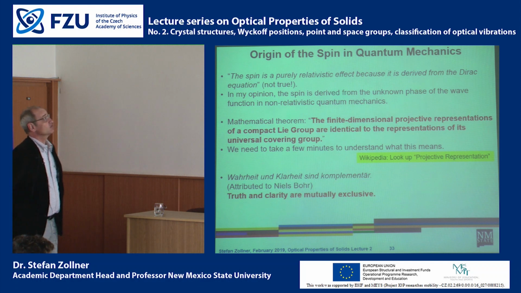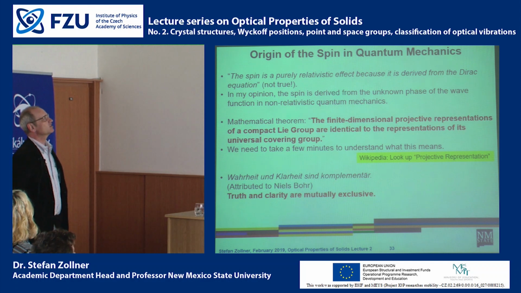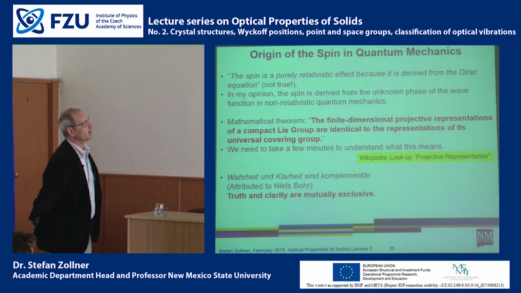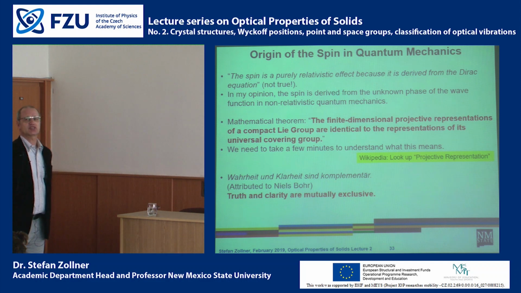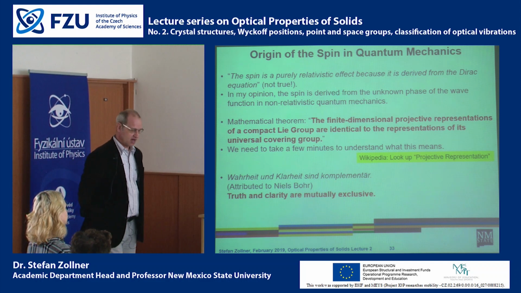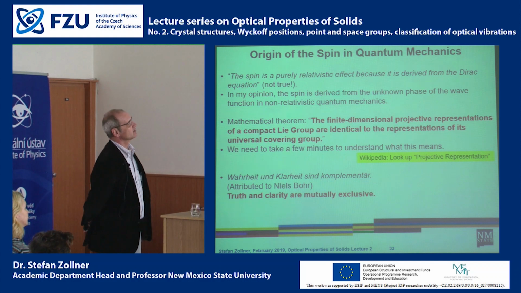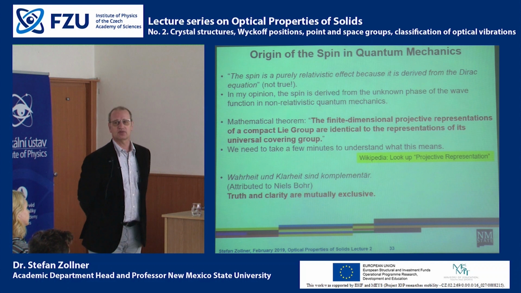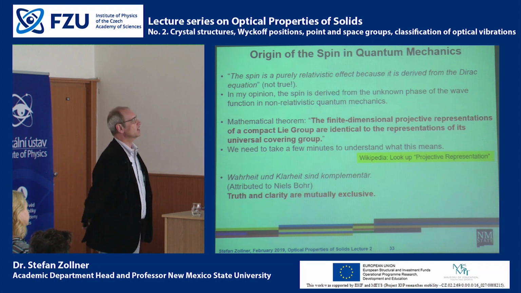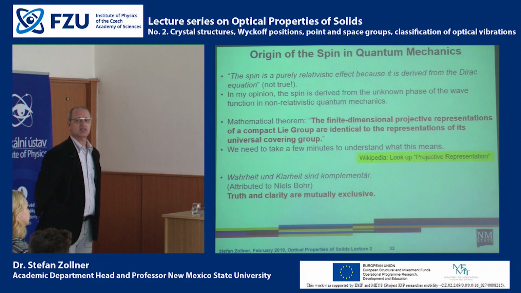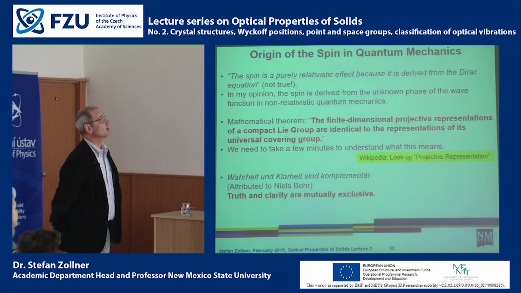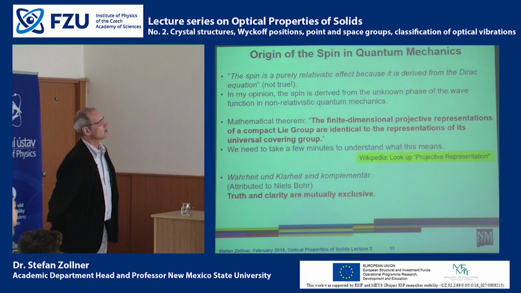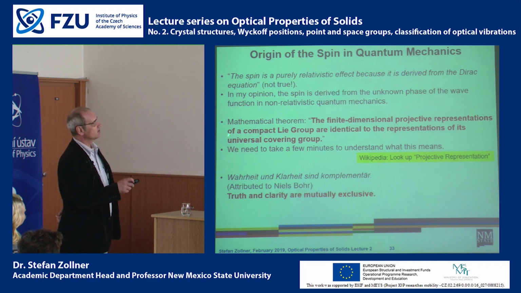Many textbooks will tell you that the spin in quantum mechanics is a purely relativistic effect because it is derived from the Dirac equation. It is true that the Dirac equation gives you the spin, but you can also find the spin purely without knowing anything about relativistic theory. We do not need the Dirac equation to know that there must be spin. And even in non-relativistic quantum mechanics, there is a perfectly good argument how to introduce the spin. And the key to this is in pure math.